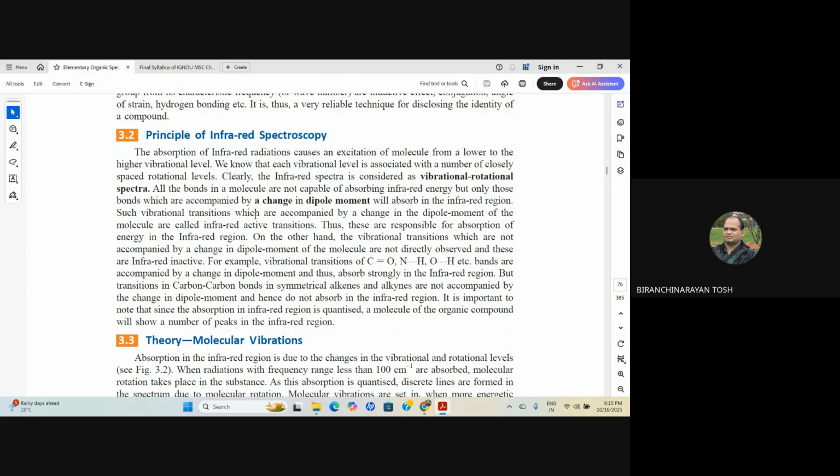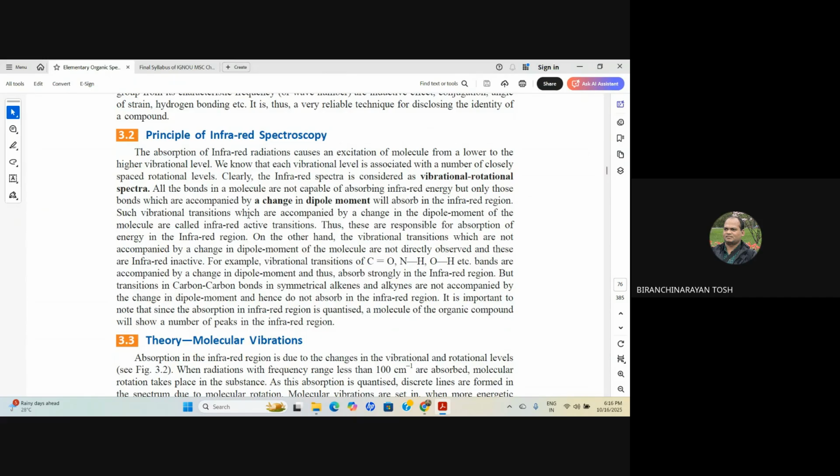Would you follow what I am telling? If the bond pair of electrons vibrates, it means the bond or the atoms will vibrate, because the constituent atoms are joined together by a particular bond. So there will be vibration.